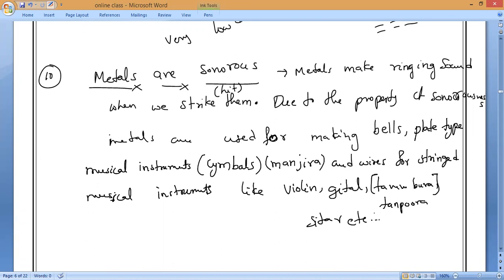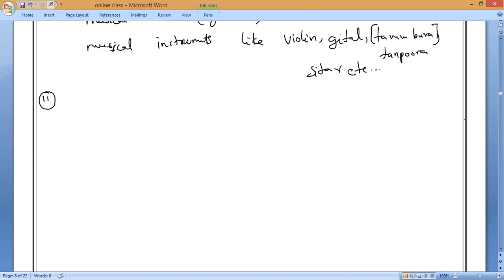So all this we are using because of sonorousness. Do you understand, guys? So what is the property called? Sonorousness. That is what you have to remember. This is the 10th property, the last property, guys. Very important and very, very easy also. Have you understood the 10th property, sonorousness, everybody? Next, last.